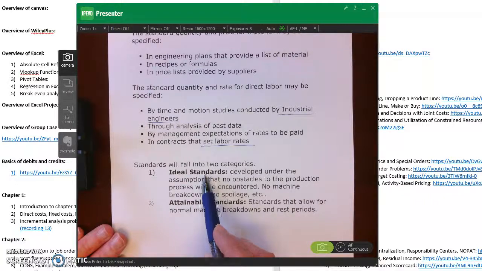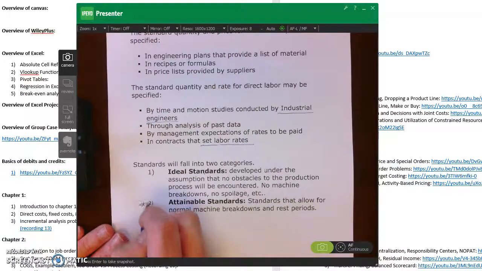Okay. We can talk about standards in terms of two different categories. We can say there's ideal standards and then attainable standards. Ideal standards would be that nobody ever messes up, nobody takes a smoke break. Well, that's not very realistic, and so what we want to think about is more attainable standards, where we do actually allow time for rest and time for defects and cleaning up issues, okay?